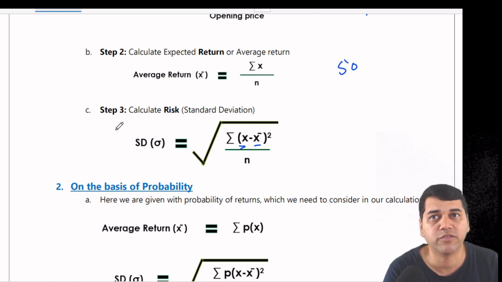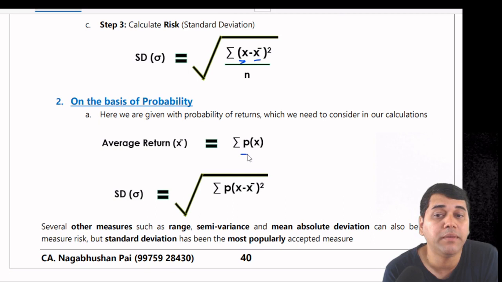Or I will go with the probability. What may happen next year? In that case, I have got only three values. Either I will get 40%, if it is 100 rupees.